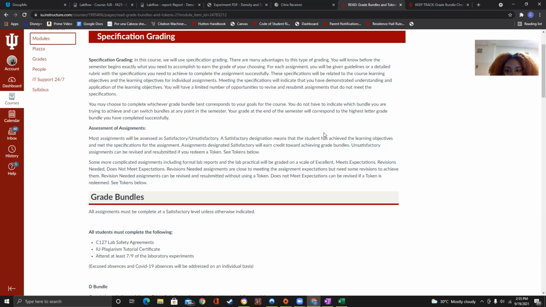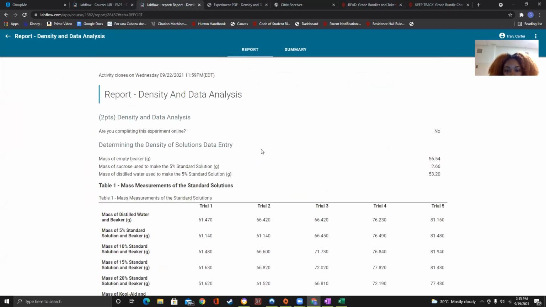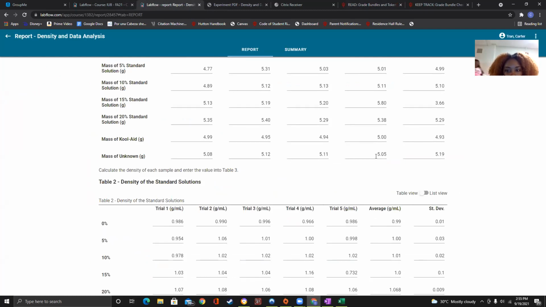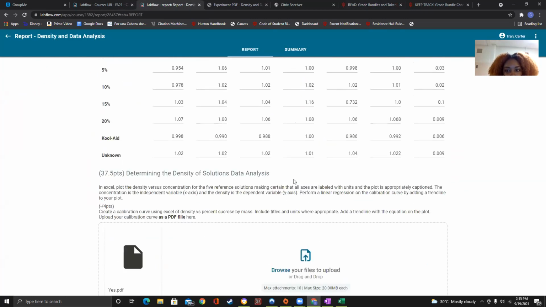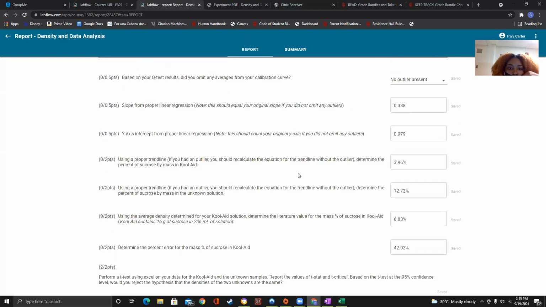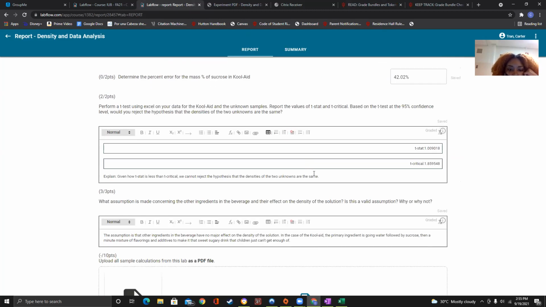Satisfactory designations means the student has achieved the learning objectives and met the specifications for the assignment. Under that statement right there, I would think if people can go through, do the lab, get the data, and then plug it in, and it all follows the same trend, then it should be satisfactory. Not left up to some AI grading program where it's gonna mark half of the things wrong.